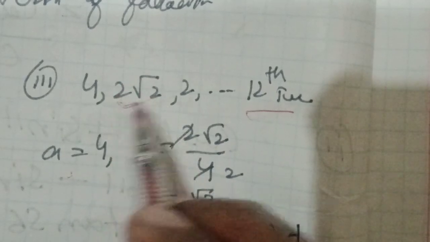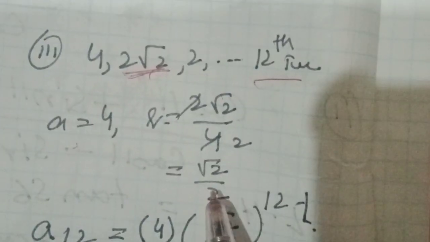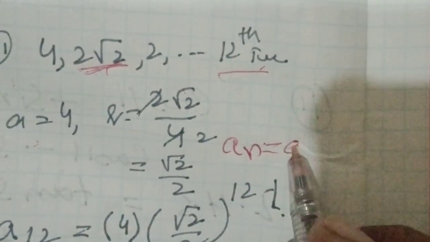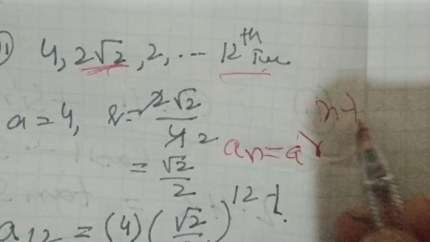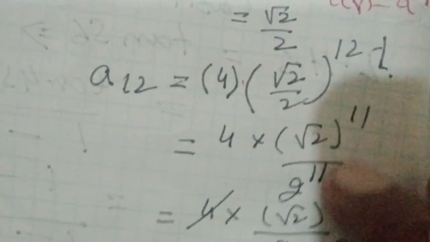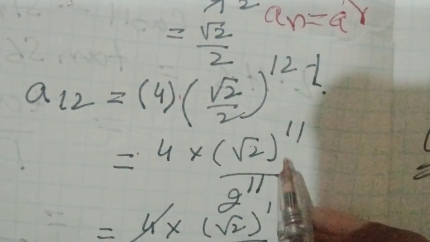Now this is the second part. You have 4, 2 under root 2, and 2, and you have to find the 12th term. For the 12th term, suppose the first term A is 4, and R is the common ratio, that is the second term divided by the first term. So R is under root 2 upon 2. Now we have to find the 12th term. Again we have the formula an is equal to A R to the power n minus 1. Now I am putting A as 4 and R as under root 2 upon 2, with 12 minus 1, and this will give you 4, and 12 minus 1 will give you 11.